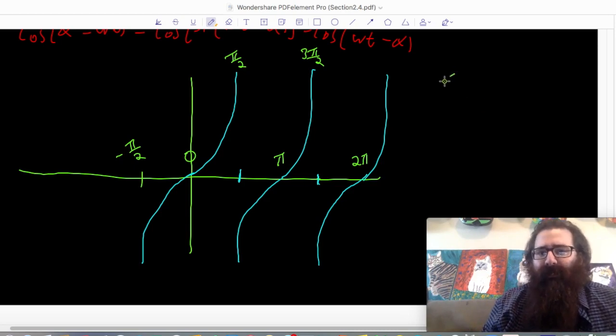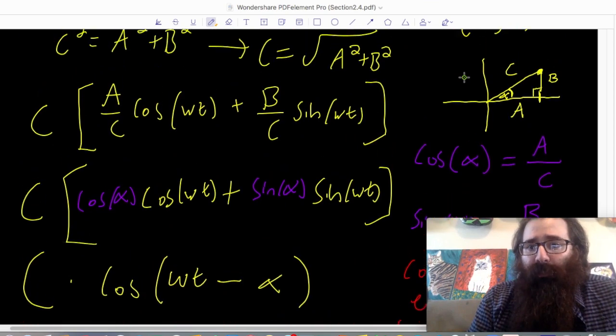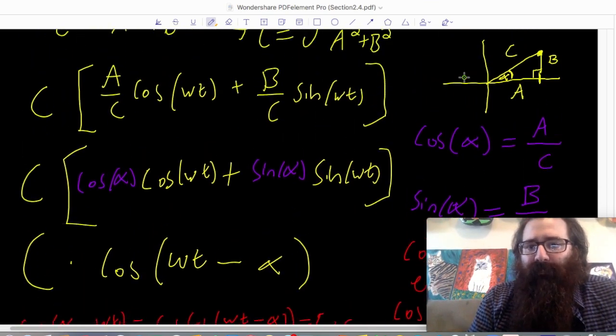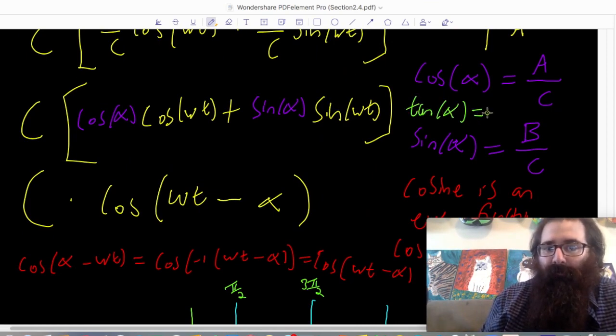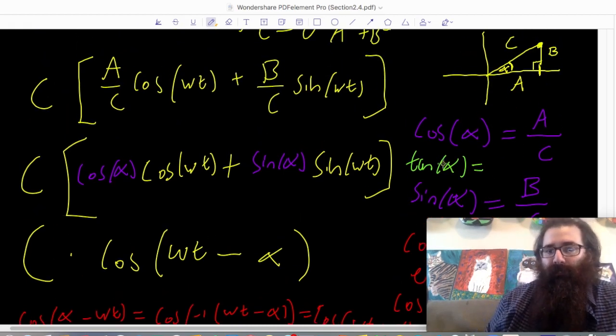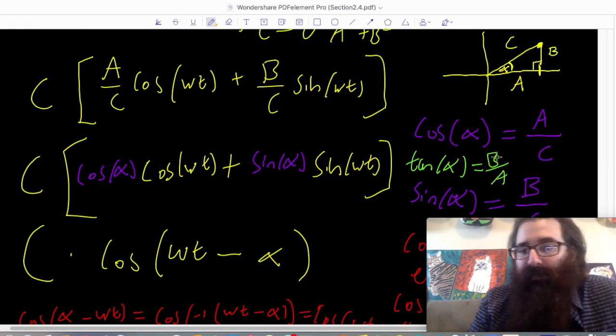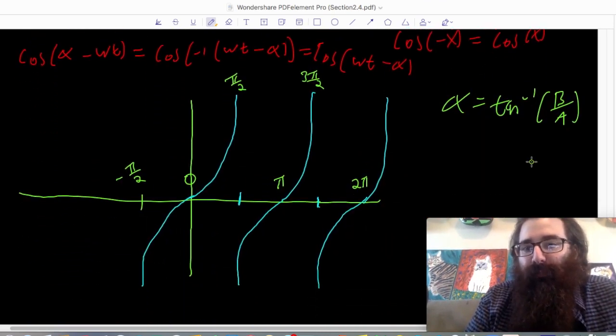So we start by saying alpha is tangent inverse of b divided by a. And this makes sense if we go back to our right triangle. From Sohcahtoa, tangent of alpha would be equal to the opposite over the adjacent, which is b over a. And if I have to solve for alpha, apply arctangent or inverse tangent to both sides. So then alpha is tangent inverse of b over a.